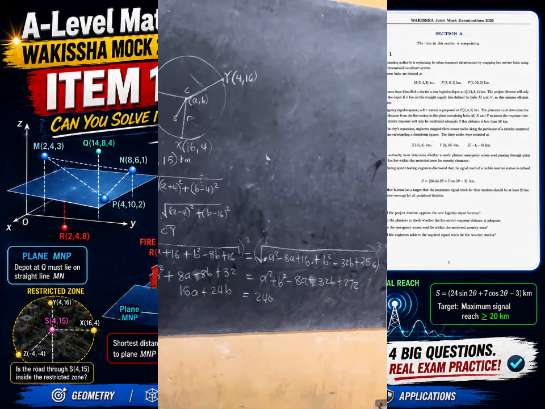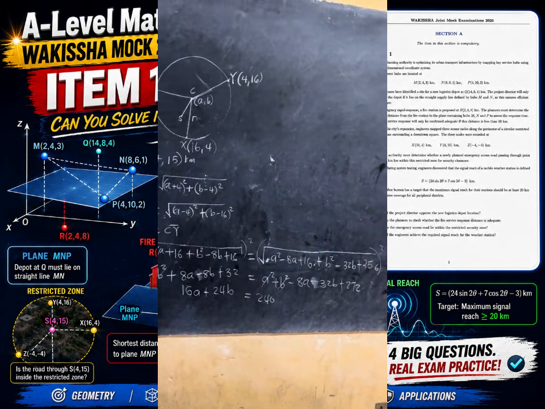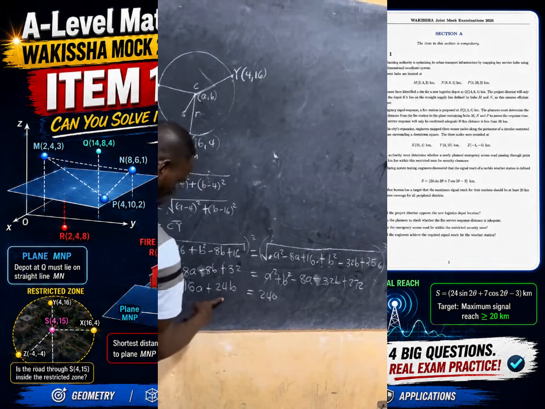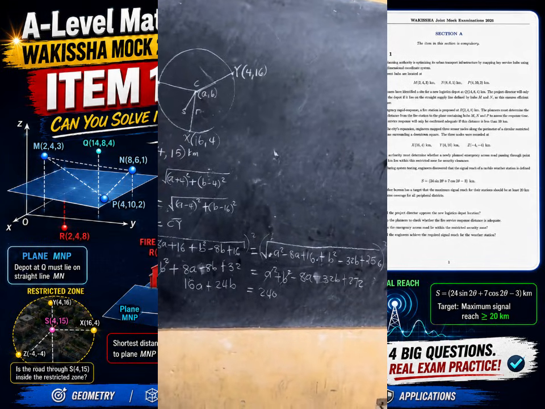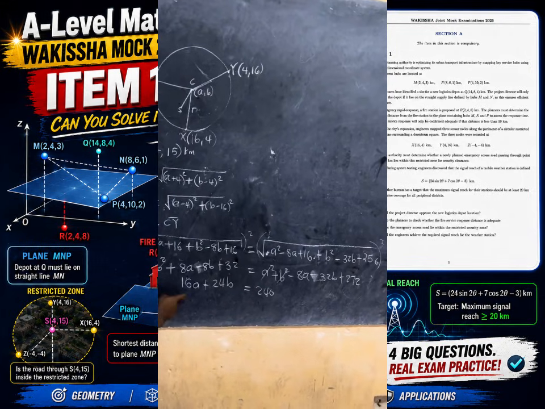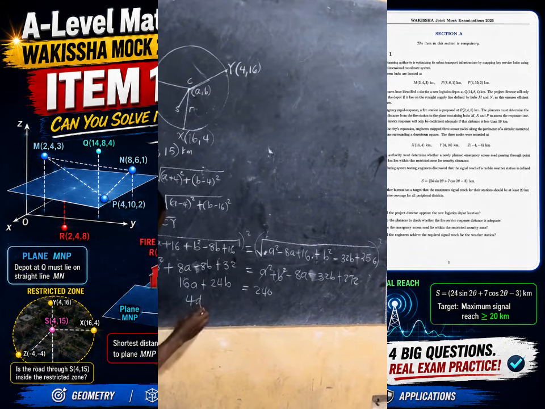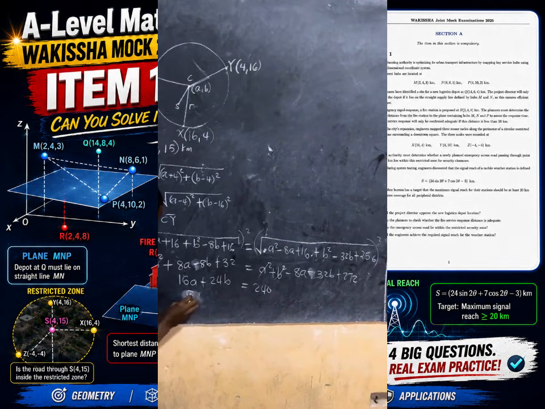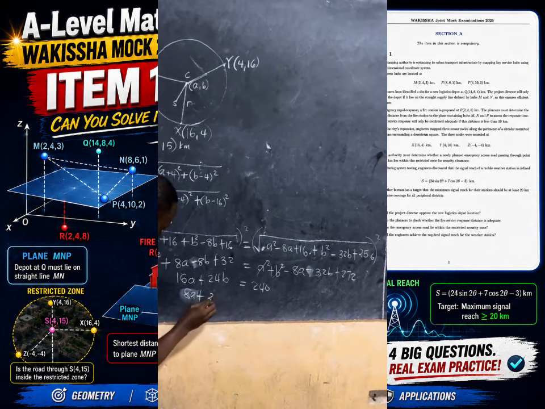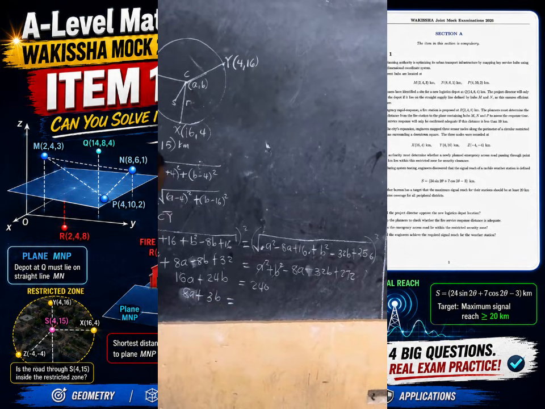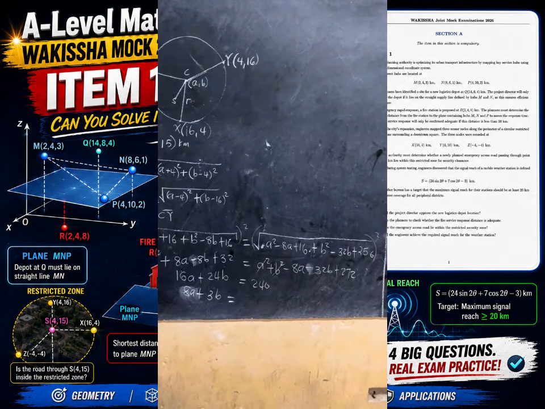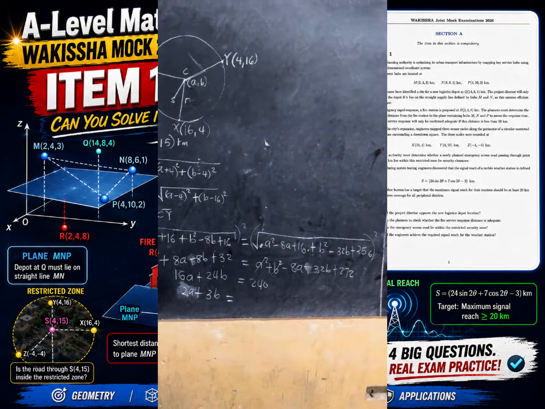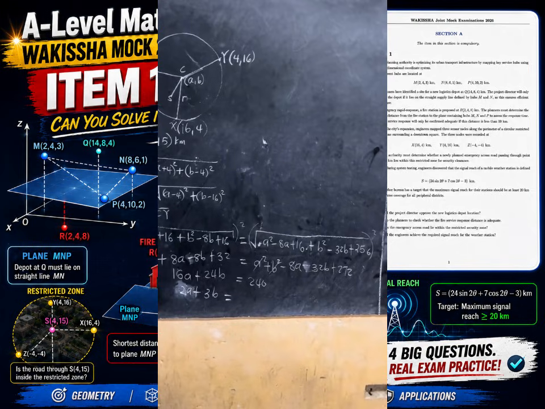I think I can divide through by 4. If I divide through by 4, I'll have 4a. Is it by 4? But I think by 8. By 8, I'll have 2a plus 3b being equal to, if I divide 240 by 8, this is 30. So 2a plus 3b is equal to 30.